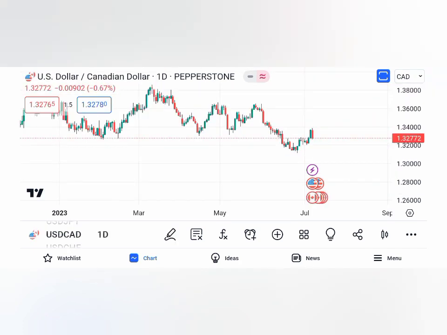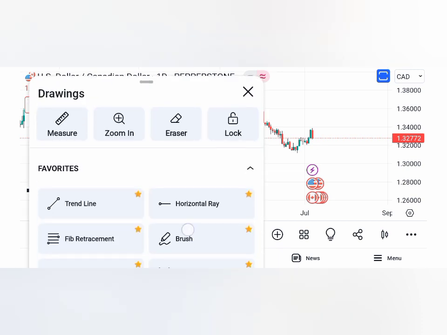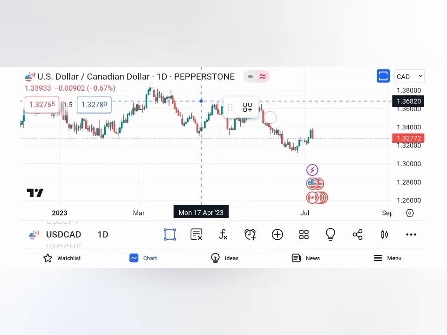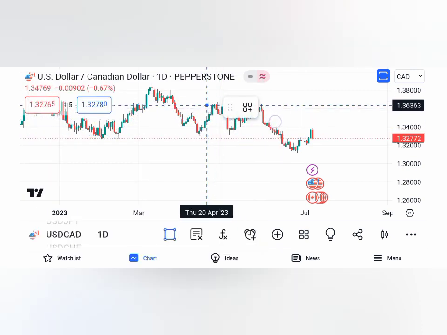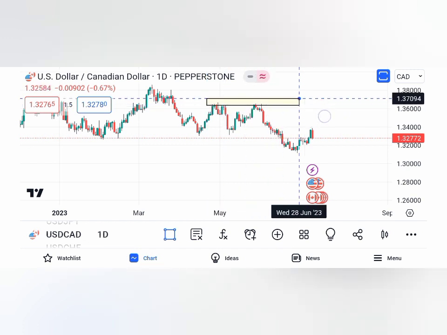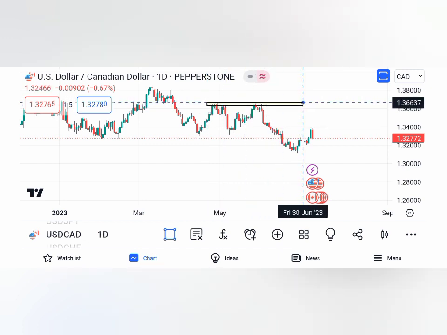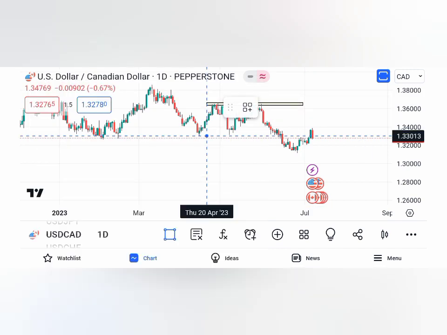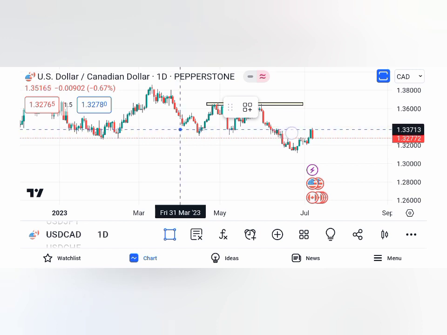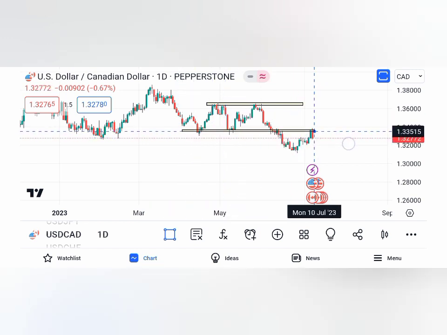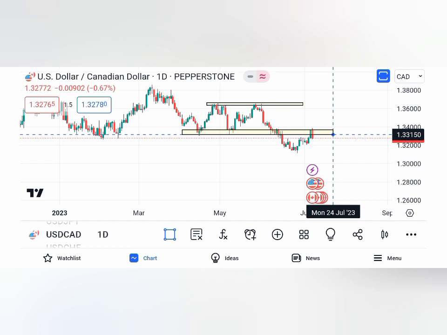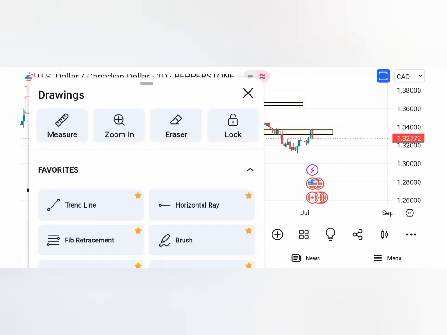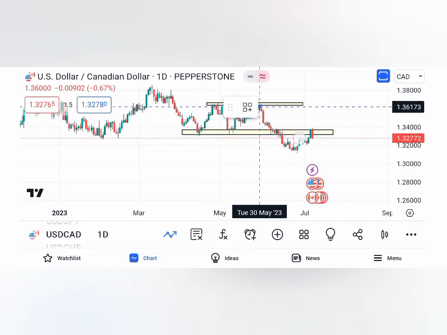Our next pair we'll be looking at is the US dollar Canadian dollar. If you look at US dollar Canadian dollar carefully, you could see that we had something like a double top at this very point here, and we also had the neckline of the double top here.